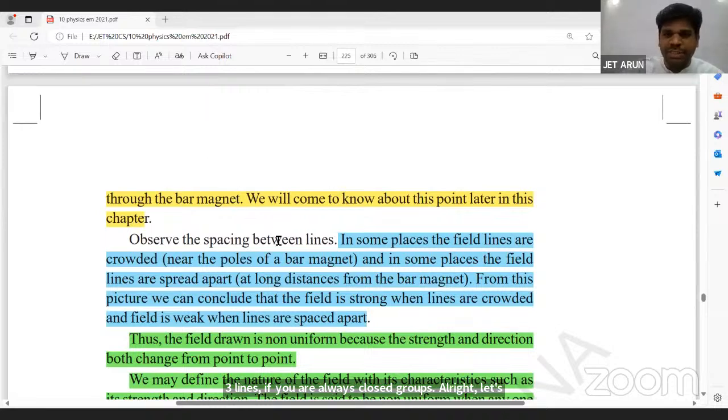Okay, as I just now mentioned, in some places field lines are crowded as near the poles, and in some places field lines are spread apart, for example, at the far distances from the magnet. So when the field lines are crowded, the field is strong. When the field lines are spaced apart, the field is weak. That is a qualitative picture we can get about the magnitude of the field. But the direction, we can precisely get the direction by drawing a tangent to the field line.